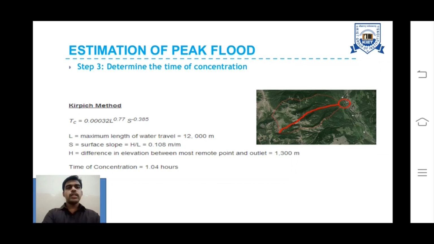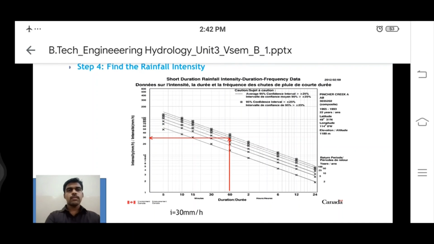In step 3, they are determining the time of concentration by using the Kirpich formula. Tc is equal to 0.00032 L power 0.77 S power minus 0.385, where L is the maximum length of the water travel, that is 12,000 meters, S is the surface slope, H by L, that is 0.108, and H is the difference in elevation between the most remote point and the outlet. The time of concentration is 1.04 hours. So by considering this, we are determining the time of concentration.